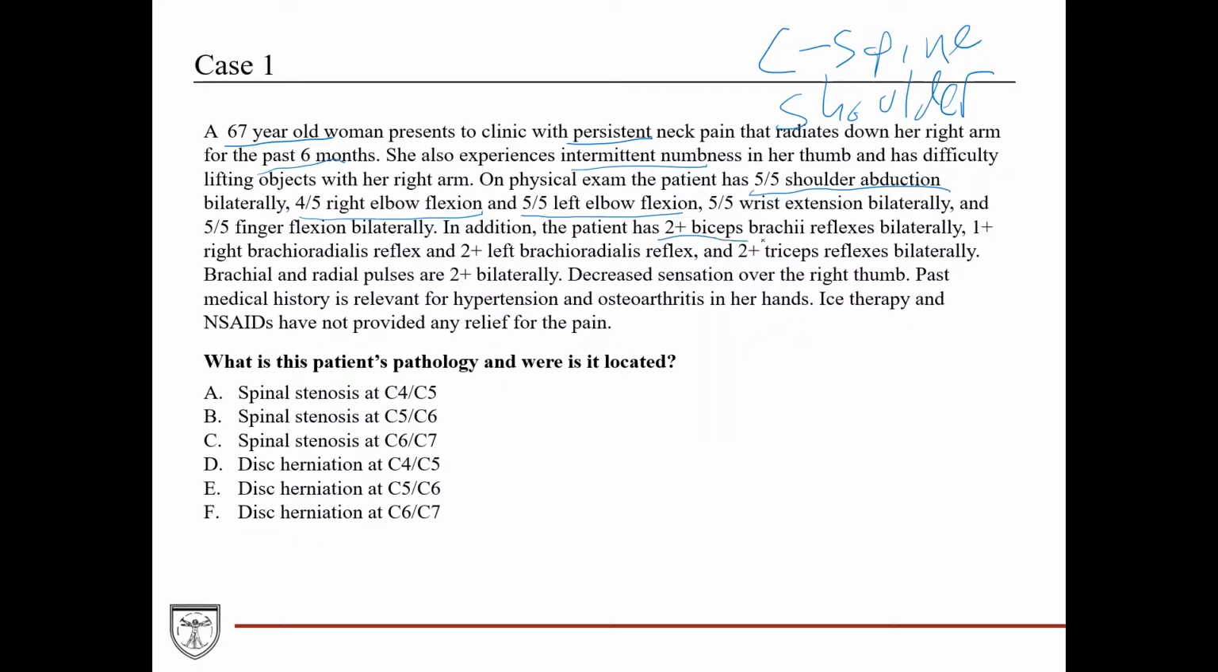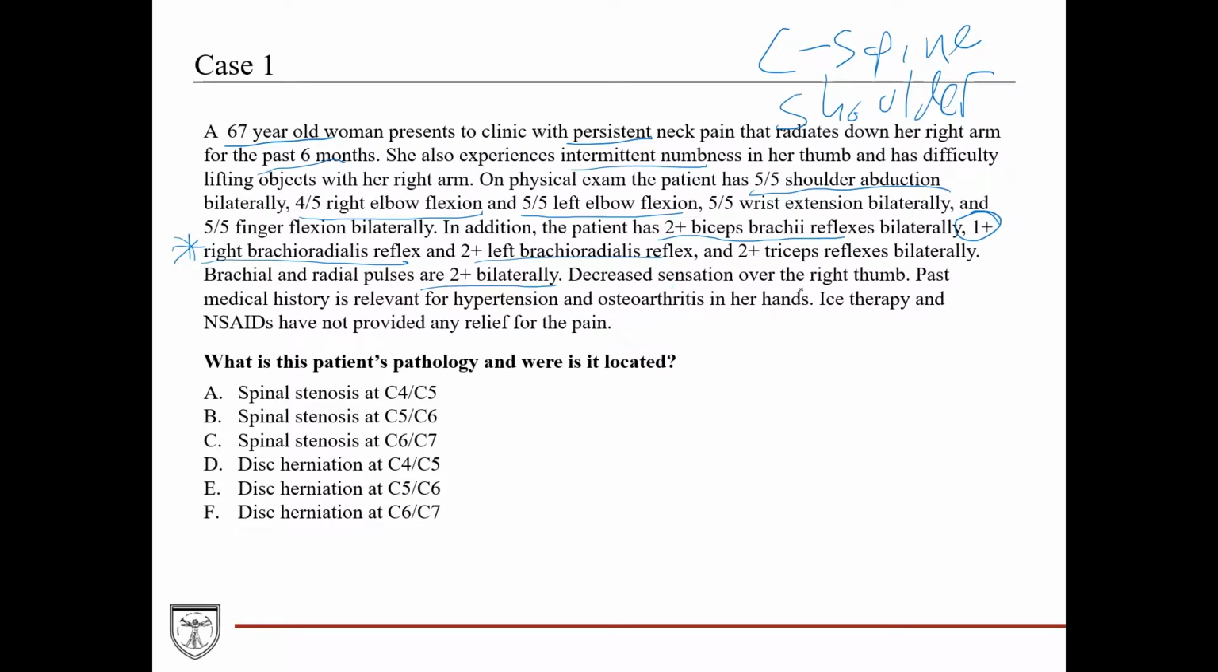She's got 2+ biceps brachii reflexes bilaterally, so normal on both sides. However, she's got a 1+ brachioradialis reflex on the right side, and it's normal on the left side. So this is a key exam finding here: hyporeflexia at the brachioradialis reflex. Triceps reflex is normal both sides. Pulses are 2+ bilaterally. So that makes us less suspicious for a vascular pathology.